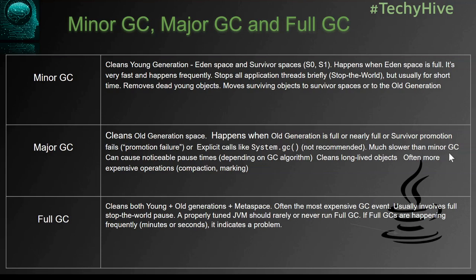It's much slower than minor GC and can cause noticeable pause time when a GC algorithm cleans long-lived objects. It's often more expensive, with complex operations such as marking, etc. So major GC is a bit expensive in comparison to minor GC. So major GC happens very rarely.